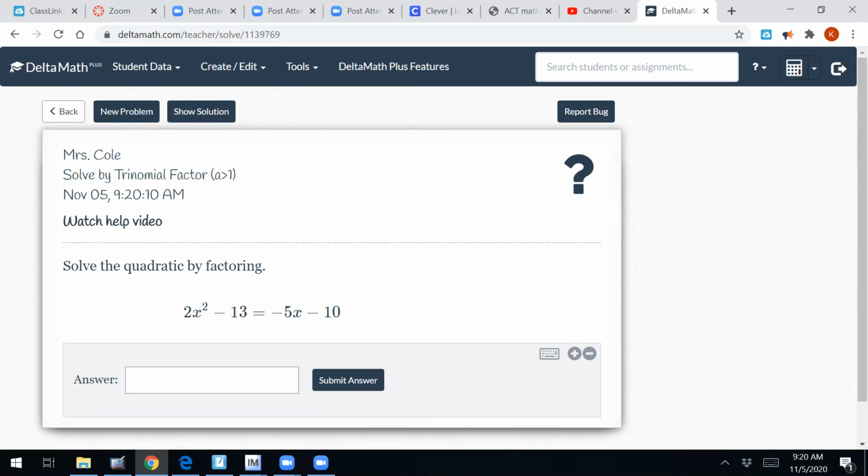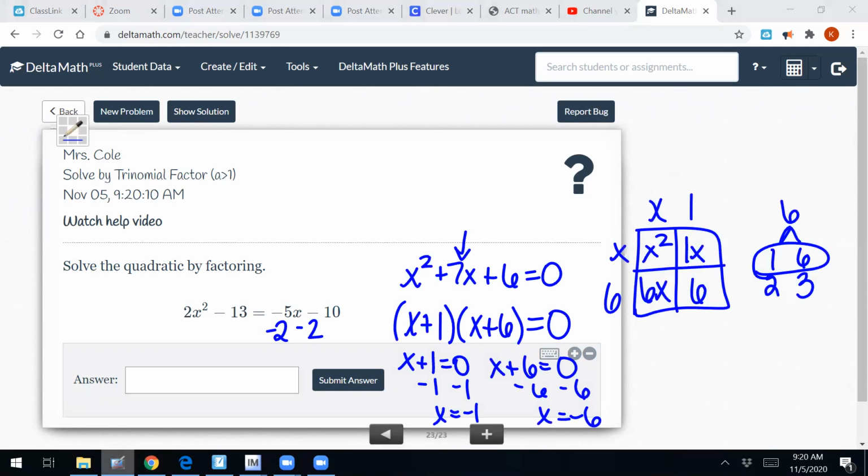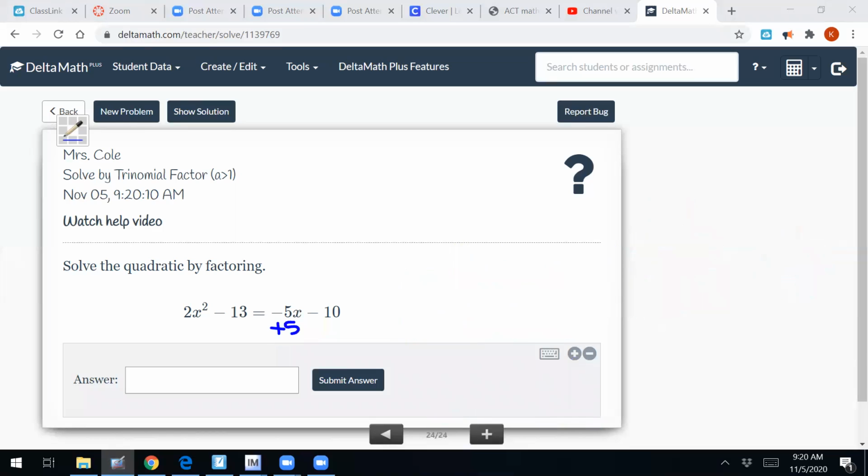All right, I'm going to add 5x. It doesn't have a like term over here, so I'm just going to put plus 5x kind of off to the side. And then plus 10, I'm going to put right underneath the 13 because they're like terms. So the first thing I do is write this in standard form. What's standard form going to look like? That's right. So that's going to be your standard form. 2x squared plus 5x minus 3 equals 0. That's your standard form.